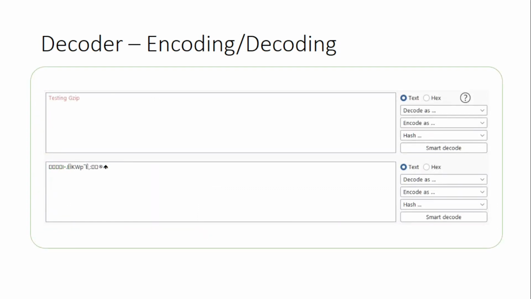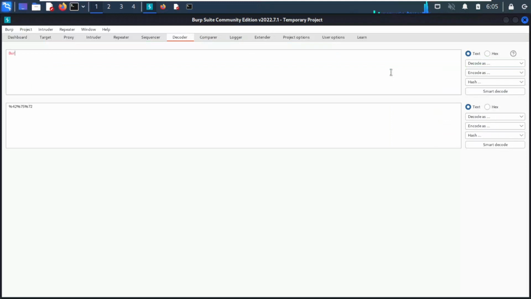For example, that's the text compressed with gzip. On top of all of these that we've just seen, we can also layer multiple encoding or decoding functions. So for example, let's do this Burp Suite decoder, and let's convert it to ASCII hex.